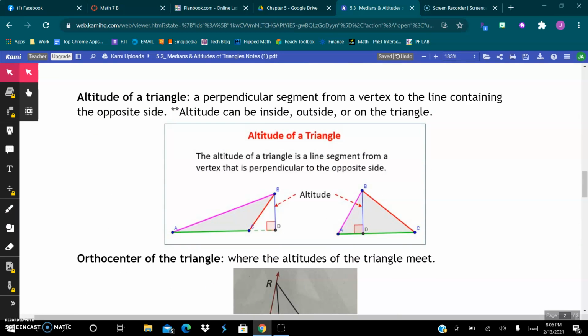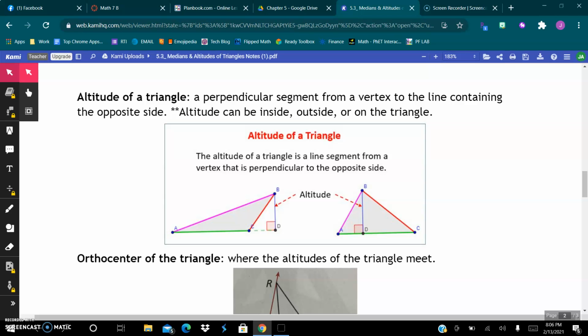Altitude of a triangle is when we have a perpendicular segment from a vertex to the line containing the opposite side. The altitude can be inside, outside, or on the triangle. So depending on what the triangle looks like, what kind of triangle it is, the altitude could be anywhere. So here's a little diagram showing you the altitude of 2 different types of triangles. So you're taking one vertex and drawing it down to the opposite segment.